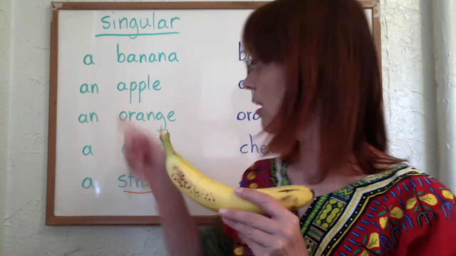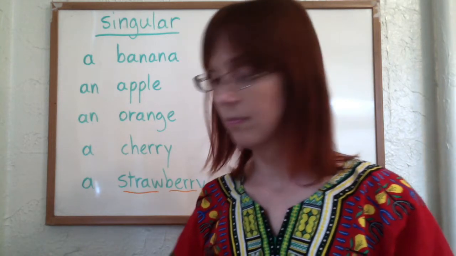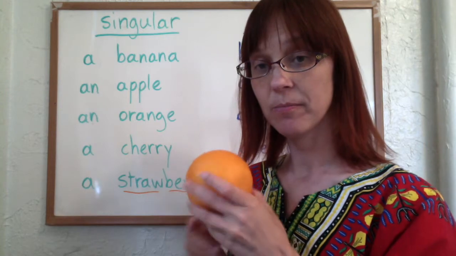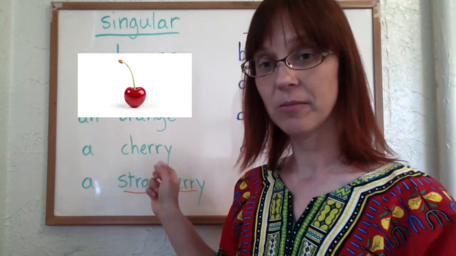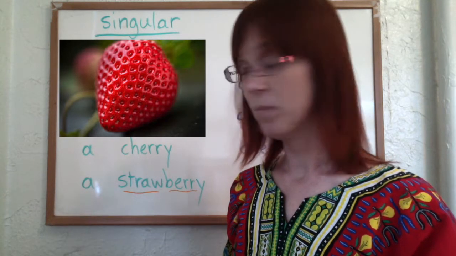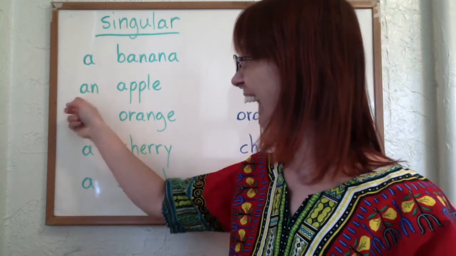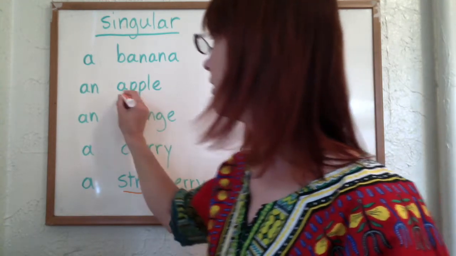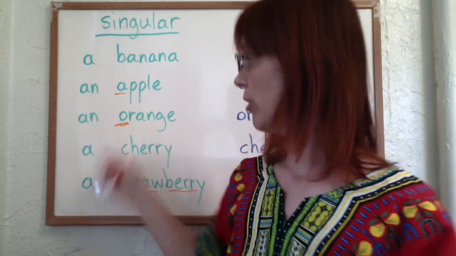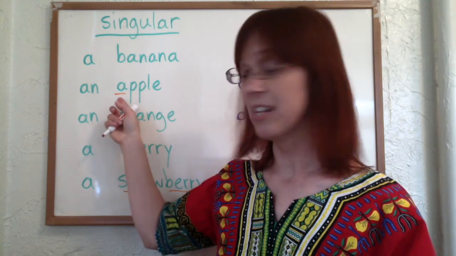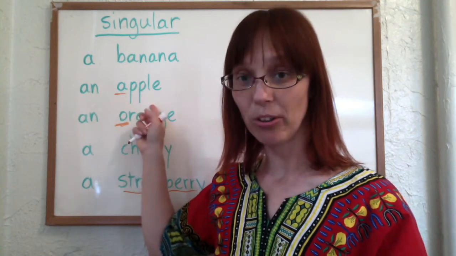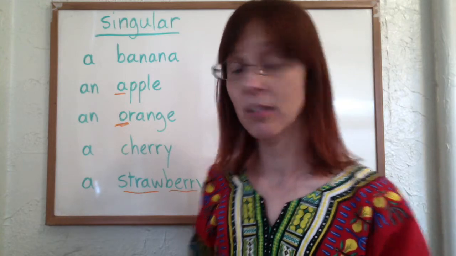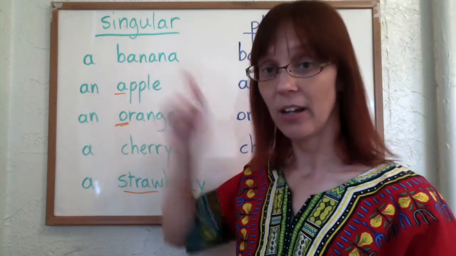So that's a banana, an apple, an orange, a cherry, a strawberry. Why an? It's because the first letter is A, and the first letter is O. When the first letter is O, I use an. When the first letter is A, I use an. So an apple, an orange. That means one apple, one orange. When I talk about one thing, it is singular. One banana, a banana.